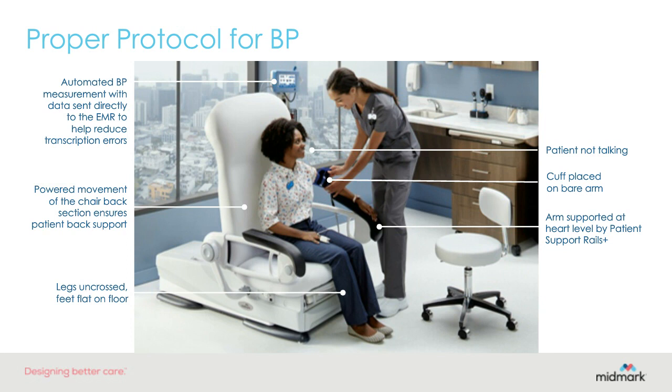The feet need to be flat on the floor, the back supported, the arm at heart height. The patient should be rested for at least 3 minutes. Their bladder should be empty. Nobody should be talking. Ideally, the patient should be alone. And if you have the opportunity, you should be doing 3 blood pressures and averaging them into a single number that is the actual resting true blood pressure.